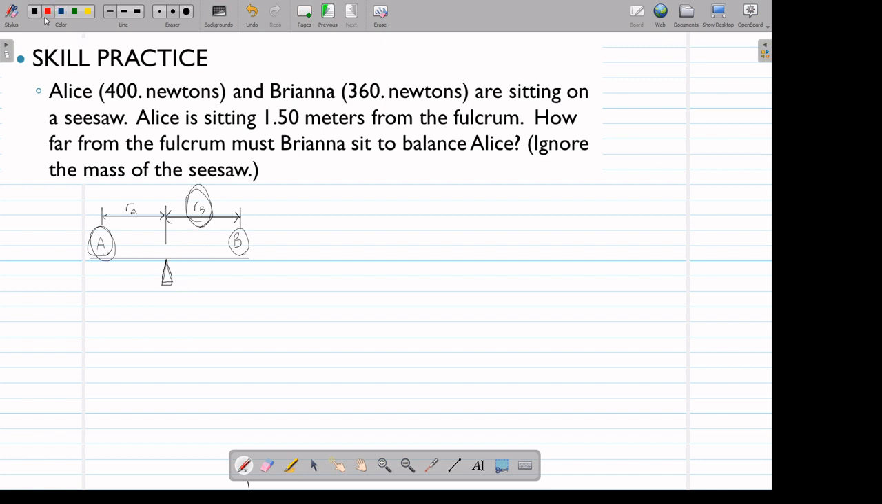All right. Alice and Brianna are both applying a torque to the seesaw. Alice is sitting on this side and gravity's pulling her down, so she is applying a torque like this. Call that tau A. Brianna, who is sitting on the opposite side, is applying a torque in this direction, so we will call that tau B.